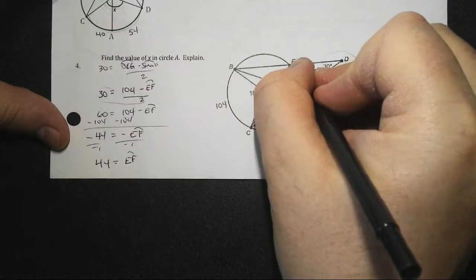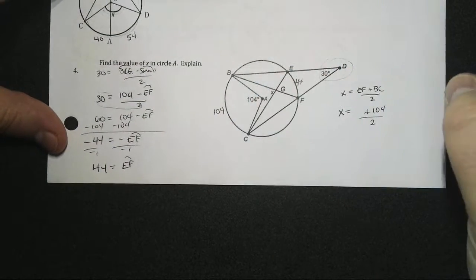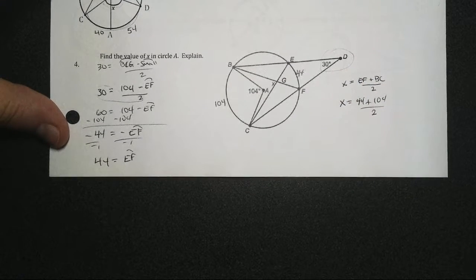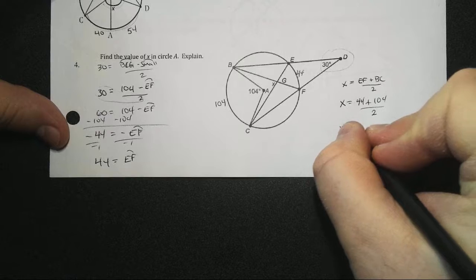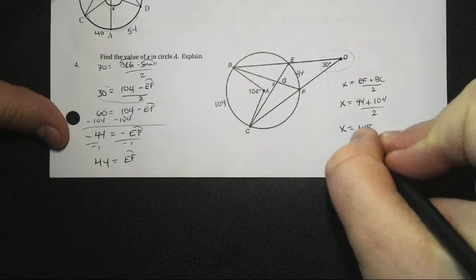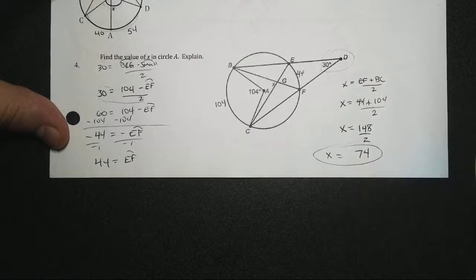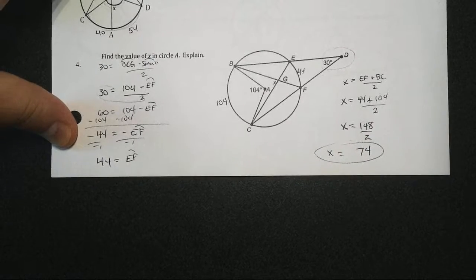So that helps us get the measure of x. It's 44 plus 104 divided by 2. So x is equal to 148 over 2, which is 74. And there you go. Okay, page 2.